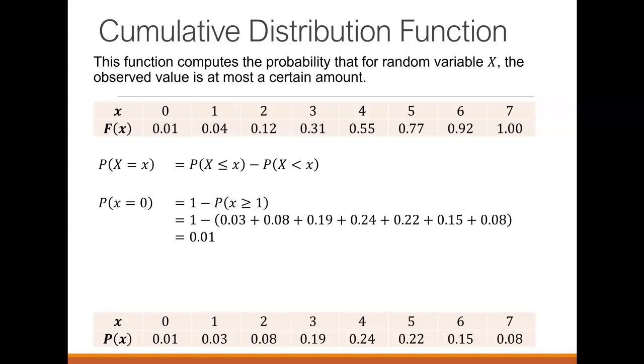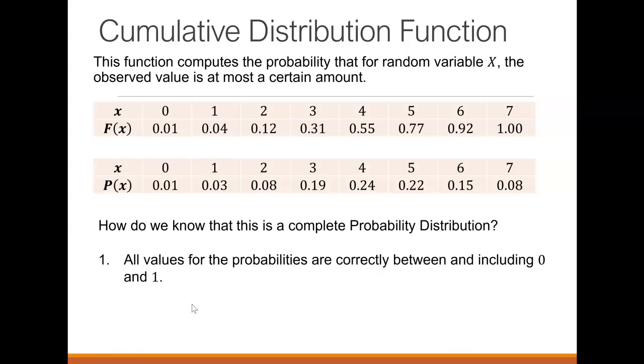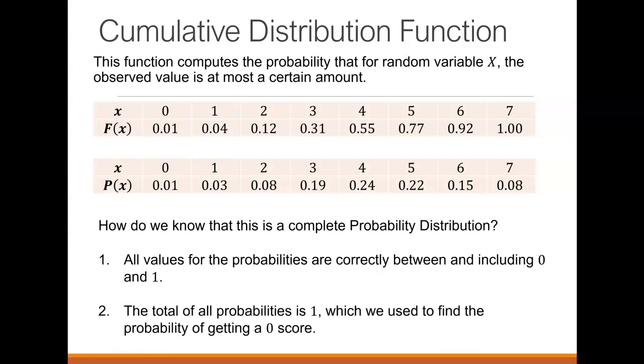How do I know that this is a probability distribution? I have to check two things. Are all the probabilities between 0 and 1? And do all the probabilities add up to be 1? Everybody's cool? So we just checked those two things and we know we have a probability distribution. Do we feel okay doing that?